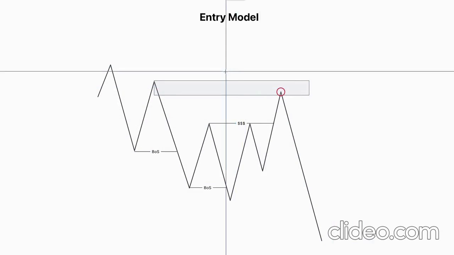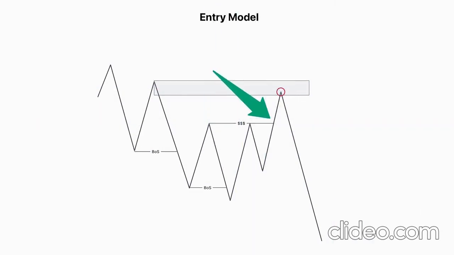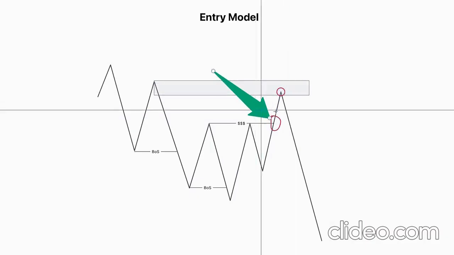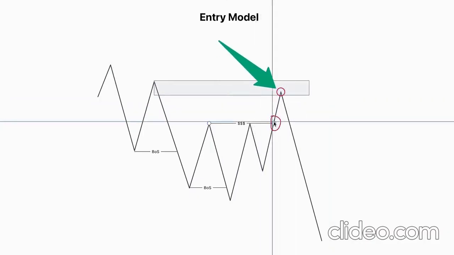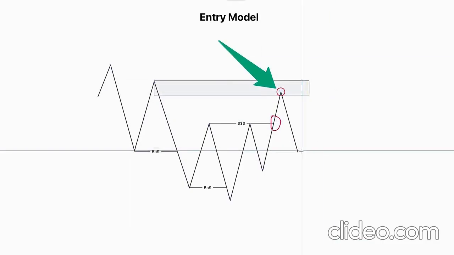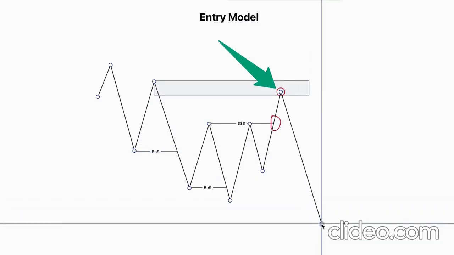Now, one final question you might have about this entry model is how is this not a break of structure, right? As we said, when the market breaks through a previous high or low, this should be seen as a break of structure. So why are we now looking to sell even though we've had what we could call a break of structure? Why don't we look instead for a continuation into new buys? Well, the reason for that is because of how the market reacts to liquidity, right?